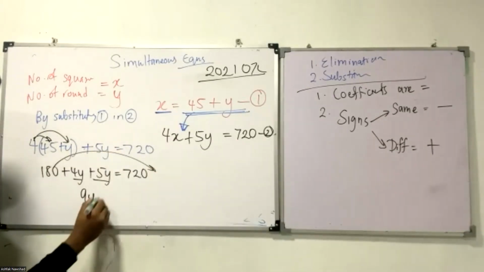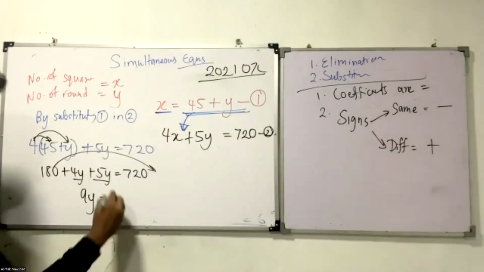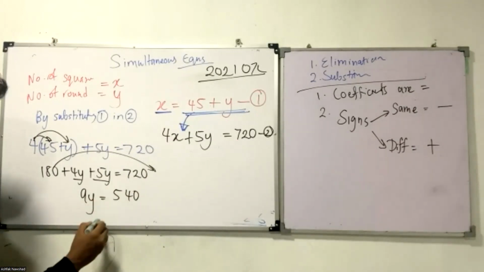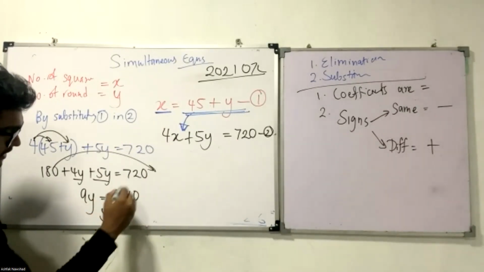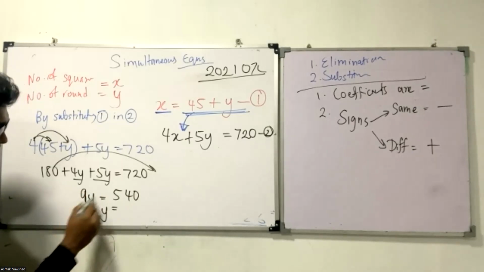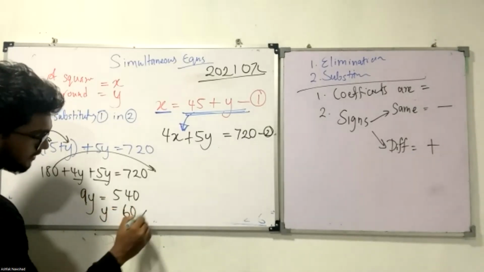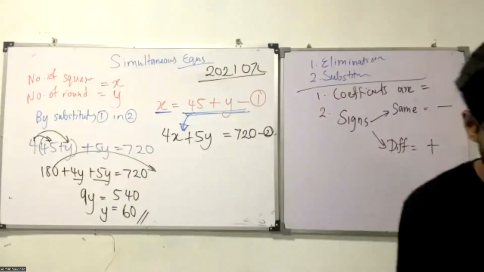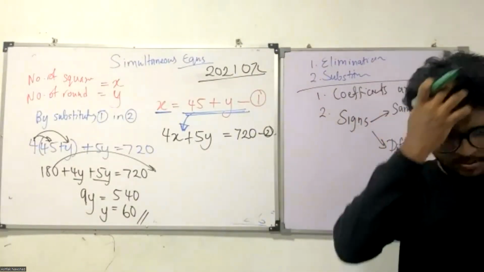Let's move this 180 to this side, which gives us 540. 9y is 540. So y is 540 divided by 9. What's 540 divided by 9? It's 60. Is this clear? Is it clear?